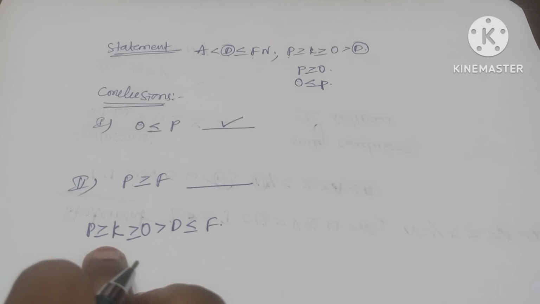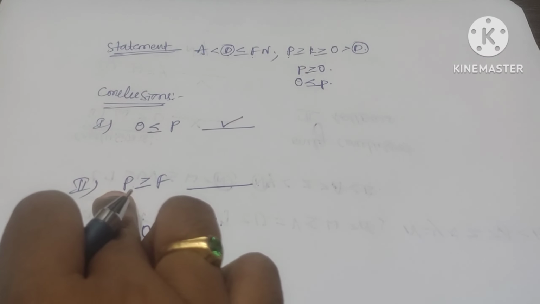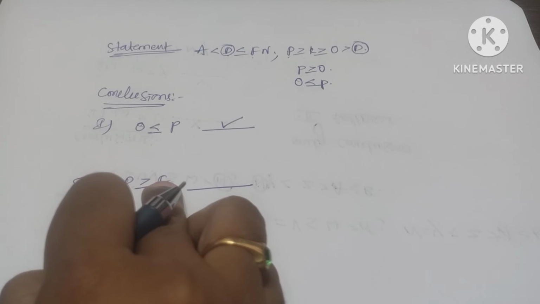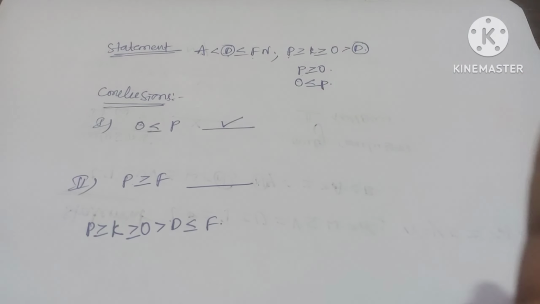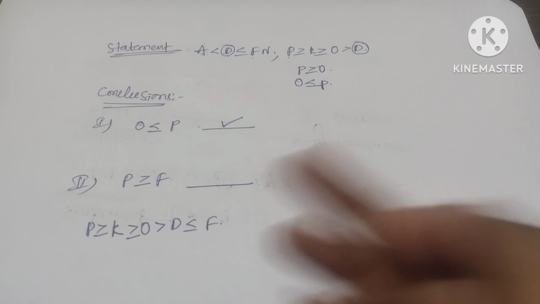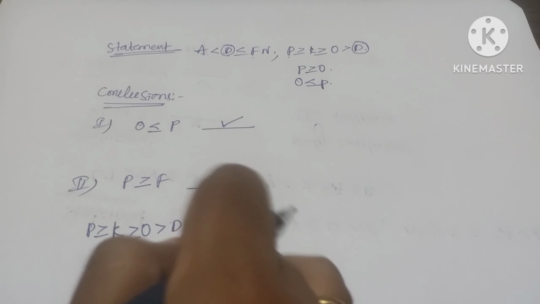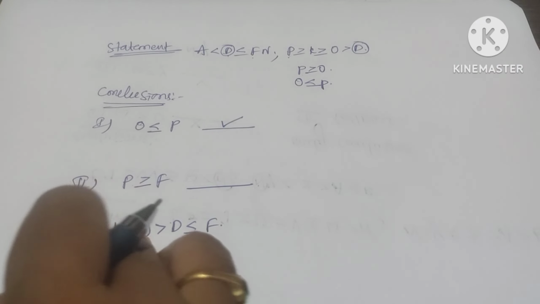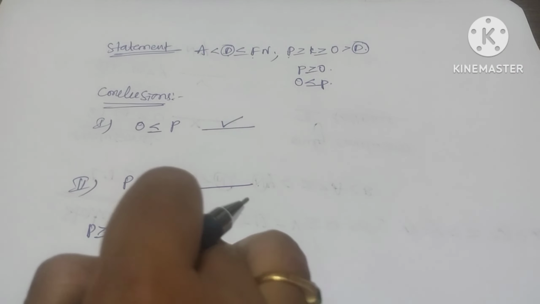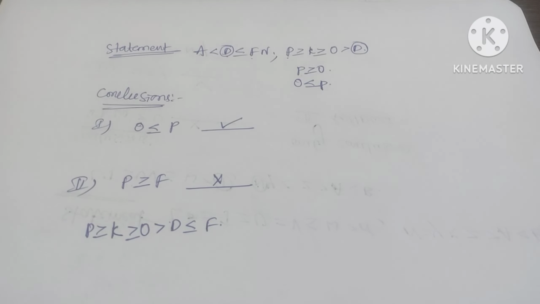Now P is greater than or equals to F in conclusion 2, right? Now we have to see whether there are similar or dissimilar symbols between P and F. P is here, F is here. So what are all the symbols between P and F? Greater than or equals to, greater than or equals to, greater than, less than or equals to. This conclusion does not follow, okay?